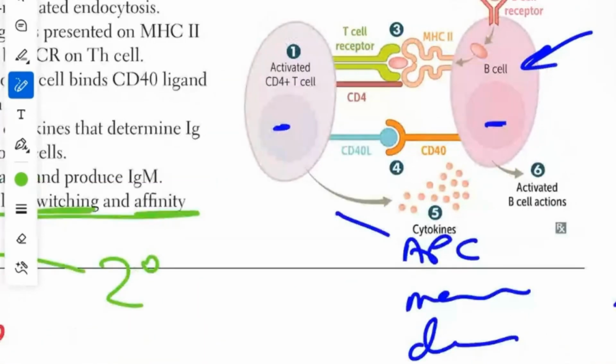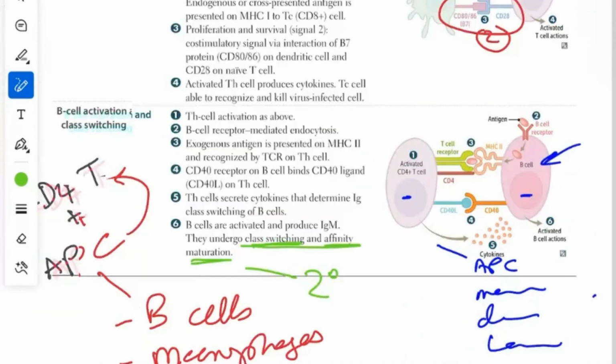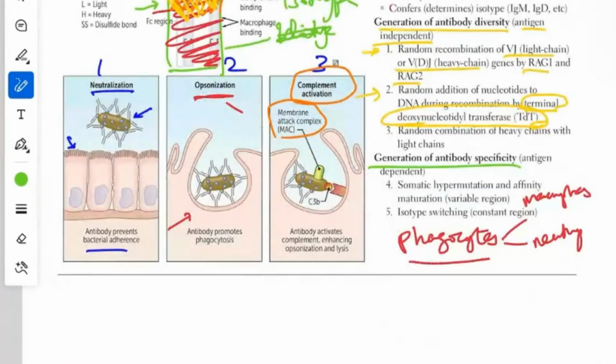All right. So once both interactions happen, then the B cell is activated, and two things will happen in the B cell once it's activated. It will begin to proliferate. So that primary follicle will become a secondary follicle with a germinal center, right? And then two things will happen in the B cell. Number one, the somatic hypermutation and affinity maturation. So when we say somatic hypermutation, what do we mean?